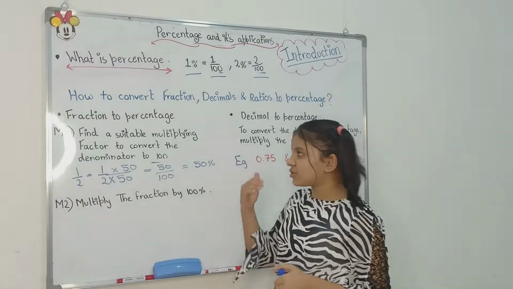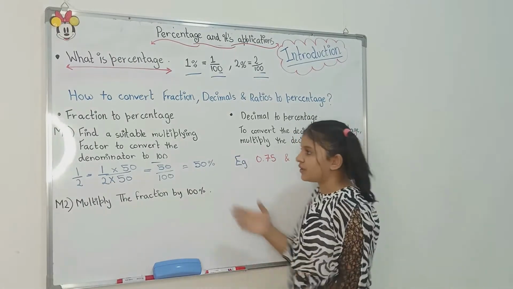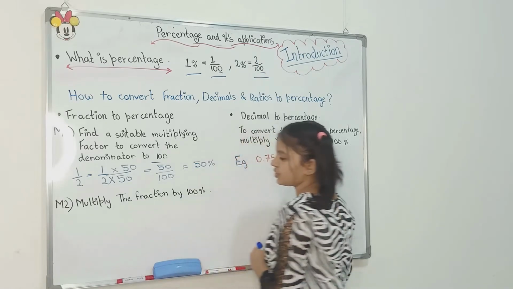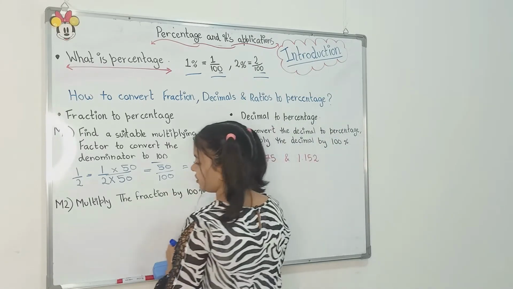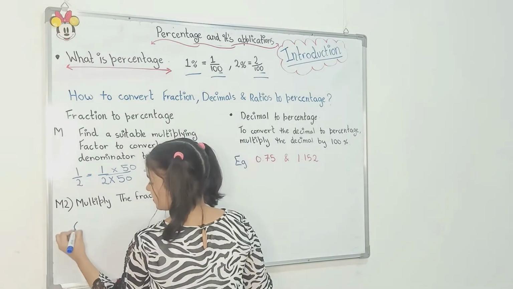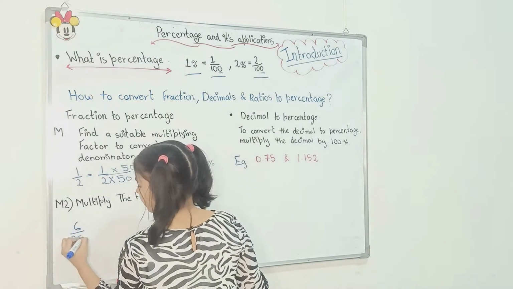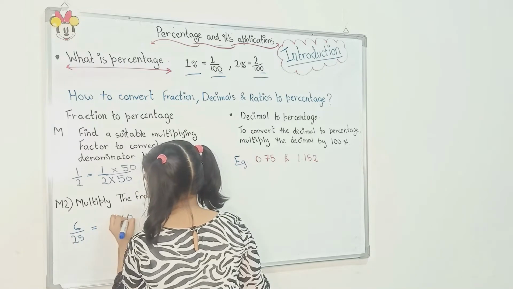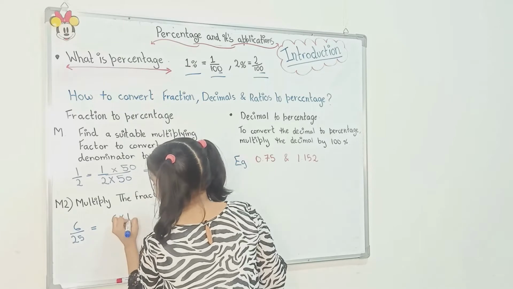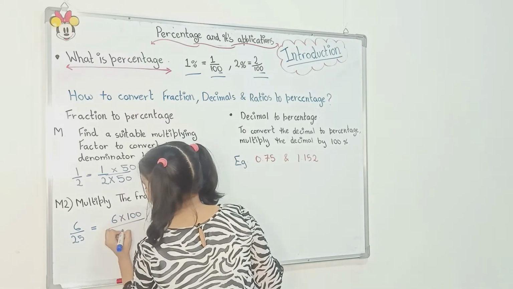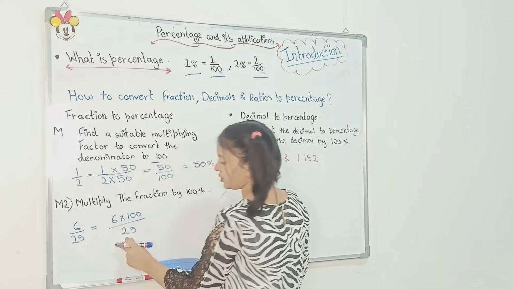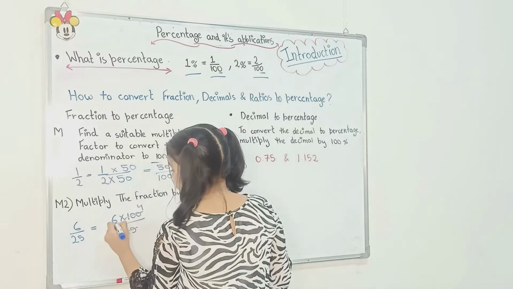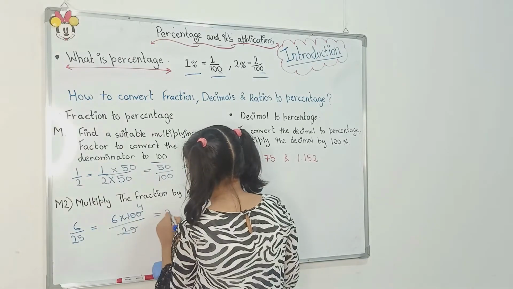To convert a fraction into percentage, we have two methods. One was this, and the second one is to multiply the fraction by 100%. So let's take 6 by 25. Here we will write this as 6 into 100 divided by 25. Now like I told, 25 fours are 100, so we will cross these and 4. So 6 fours are 24, 24%.